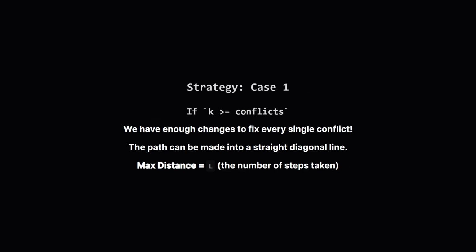This leads us to two simple cases. First, what if our change budget k is greater than or equal to the number of conflicts? This is the best case scenario. It means we have enough power to fix every single north-south and east-west disagreement. We can make all the moves work together, sending us on a straight diagonal path away from the start. In this situation, the maximum possible Manhattan distance is simply the number of steps we've taken, which is L.